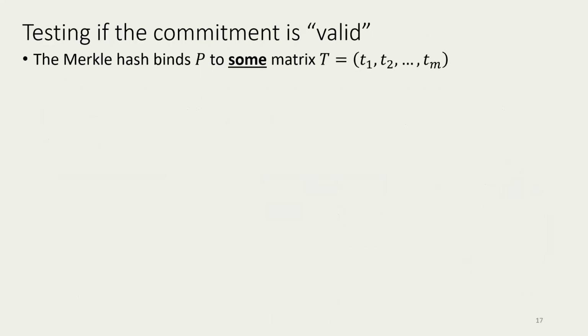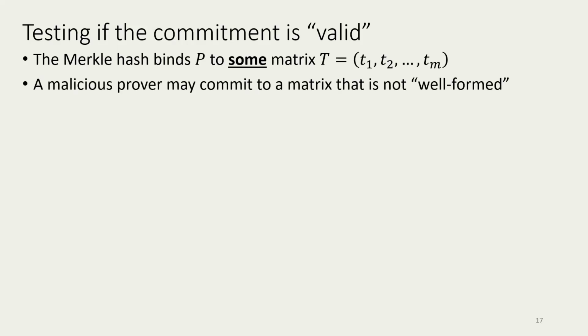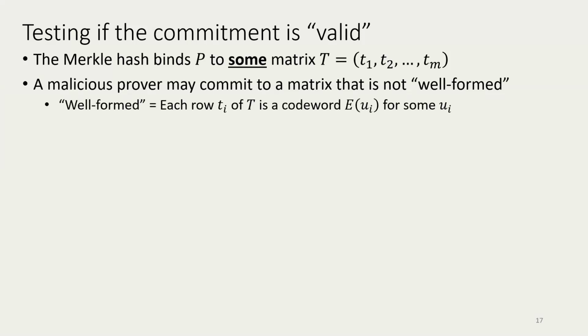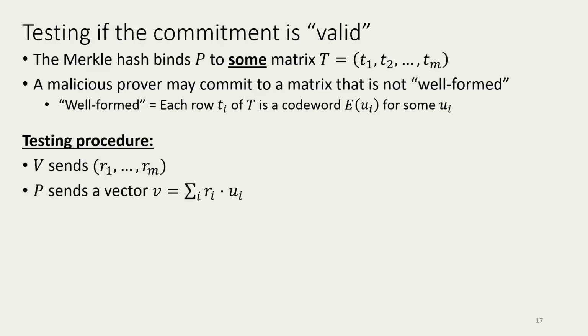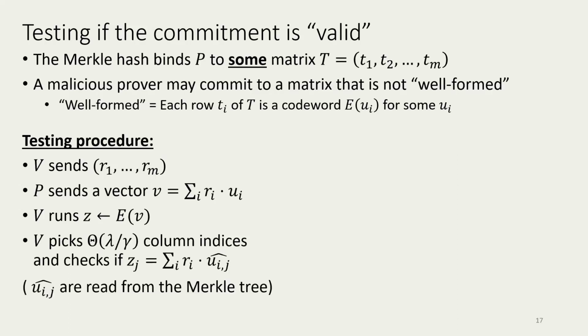Of course, the Merkle root binds the prover to some matrix, but this matrix may not be well-formed. By well-formed, we mean that each row of that committed matrix is a valid code word. To address this, the polynomial commitment scheme runs a testing procedure where the verifier picks m random values, where m is the number of rows. The prover sends a vector v that's claimed to be the weighted sum of the original matrix that it committed to. The verifier runs an encoder to get a vector z, and then performs a consistency check by opening certain columns in the encoded matrix.